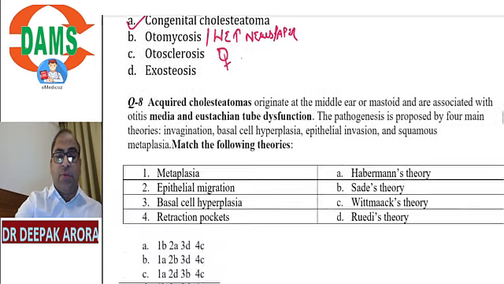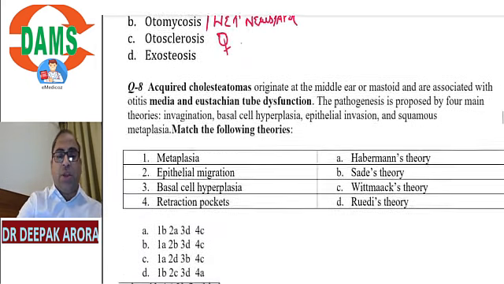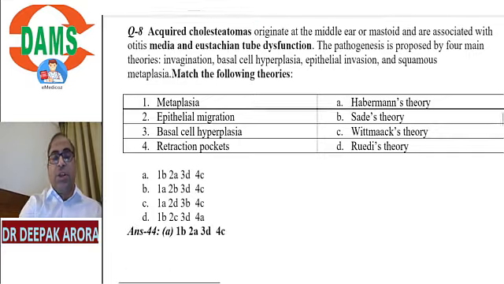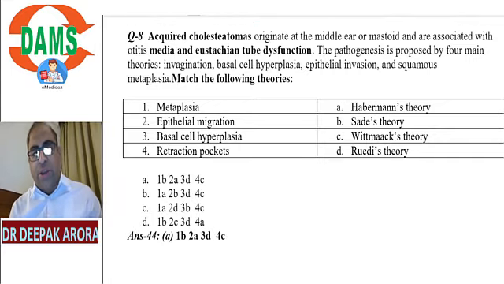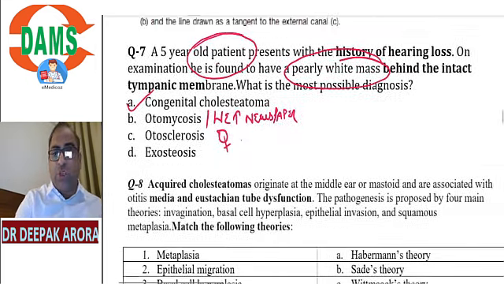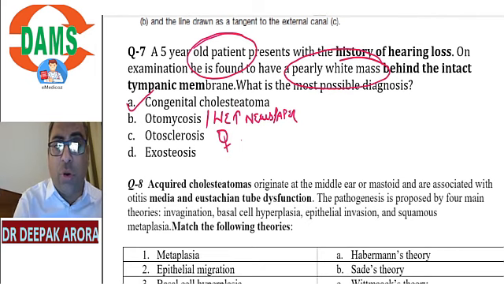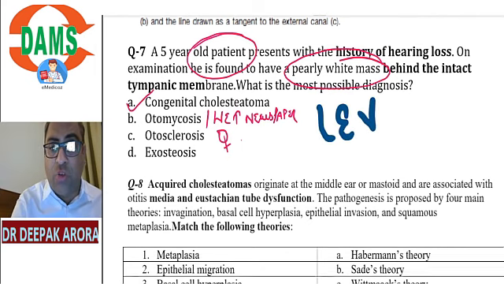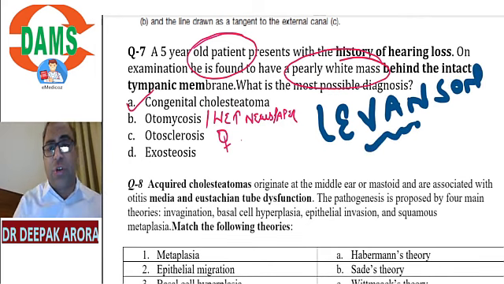Coming to the next one, match the following. Nice. This is a nice question. There is one motive behind this question. Now I want to discuss with you, that is your acquired cholesteatoma. Congenital cholesteatoma is this question number 7. And one more important point for congenital cholesteatoma, which criteria is used. If you are going for central institutes, they will ask you this point, Levinson criteria.